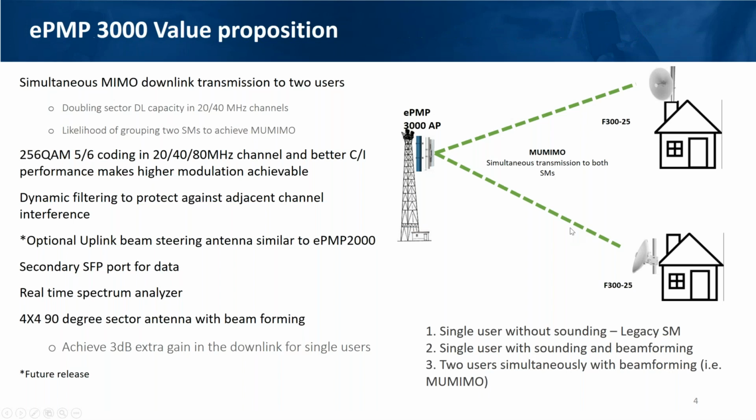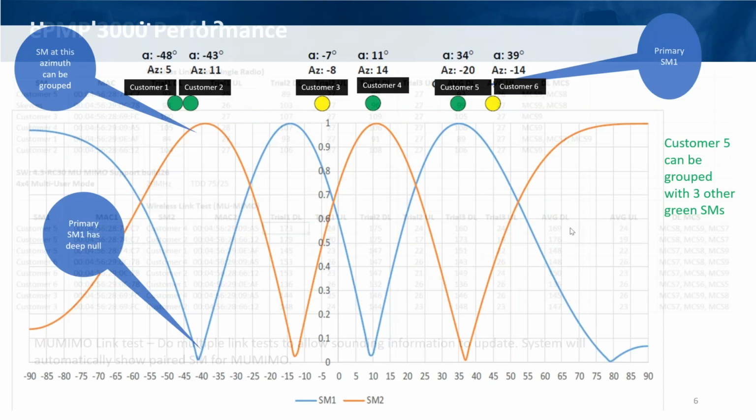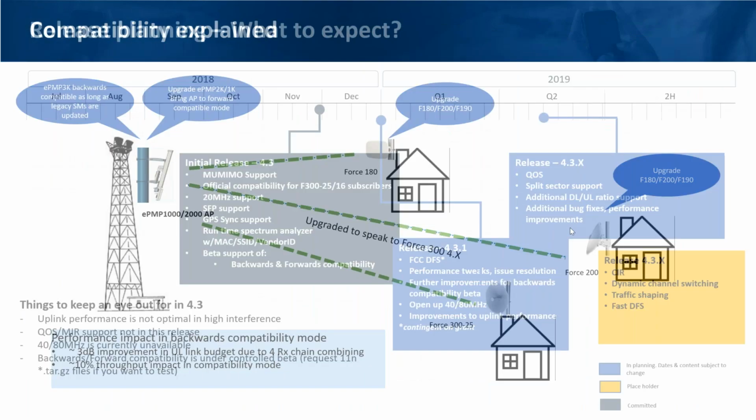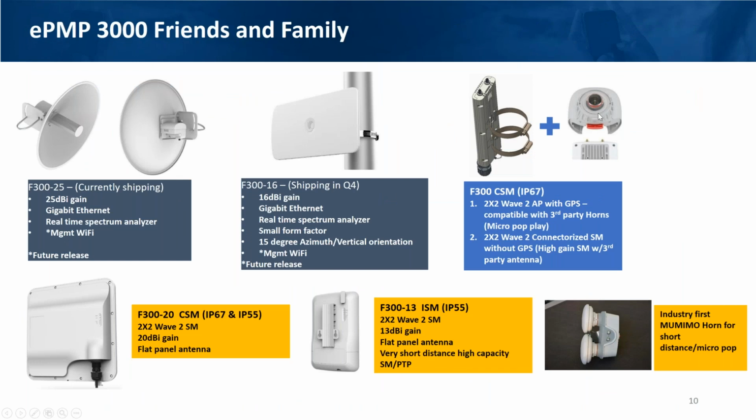Sorry, let me just move ahead. Maybe seeing the picture will help. The 2x2 version will work with the RF Elements horn antennas. So those will be narrower sectors by default.